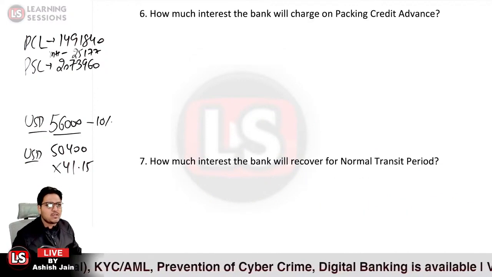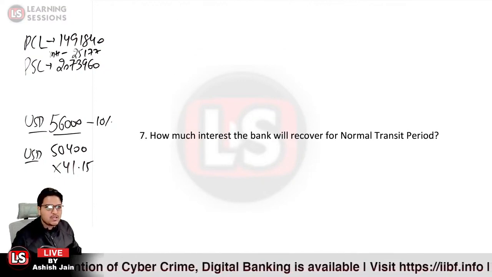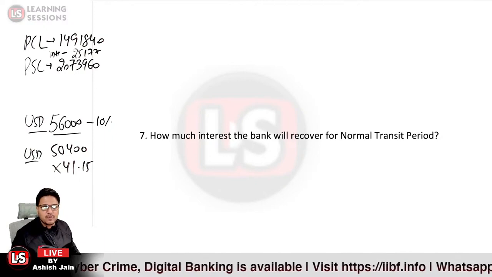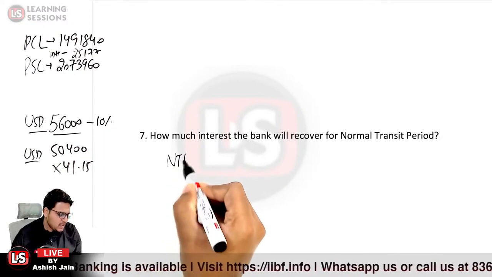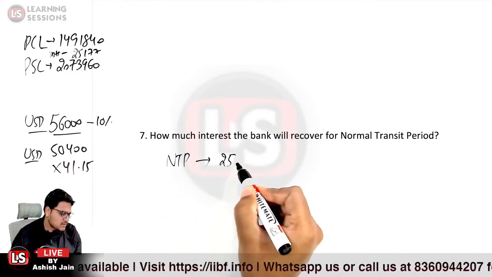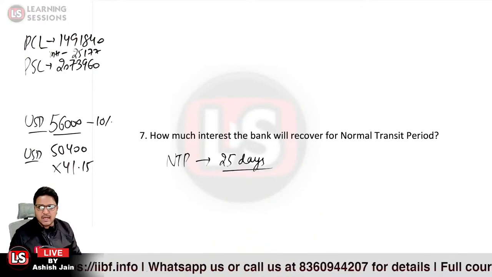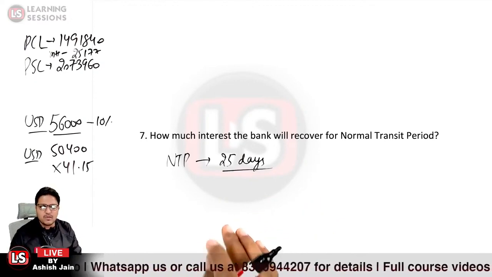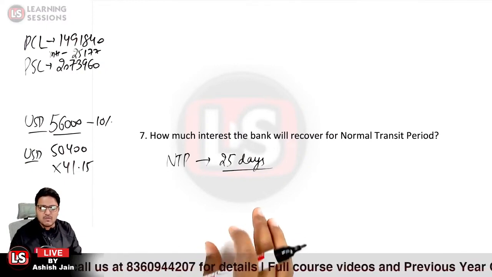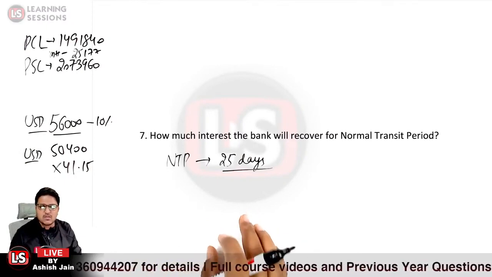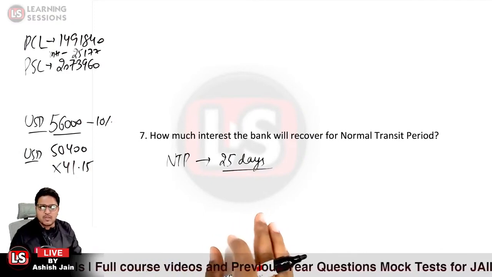It says how much interest the bank will recover for the normal transit period. I already told you that the NTP, the normal transit period, is 25 days. And in this particular case, on what amount will the interest be charged? It will be charged on the post shipment credit.